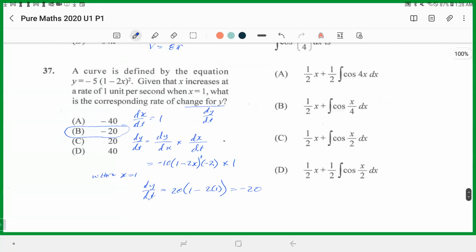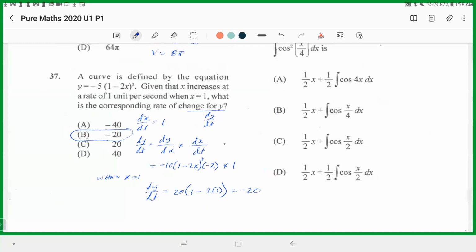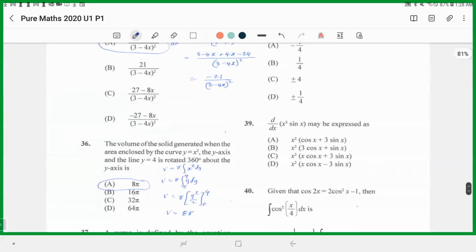Come on, come on, come on. 8 to go, 8 to go. Let's finish those 8 quick and fast.